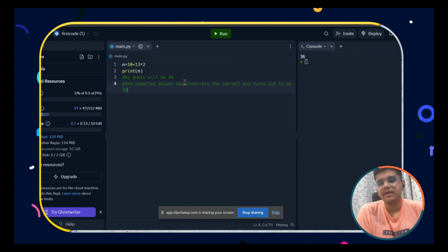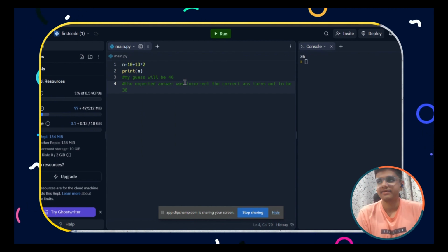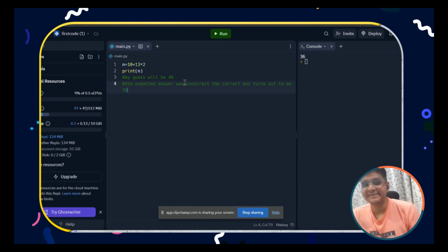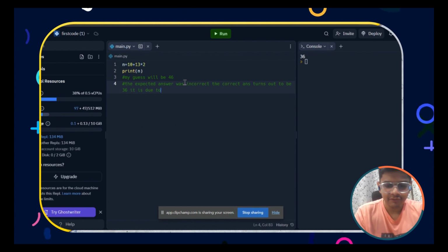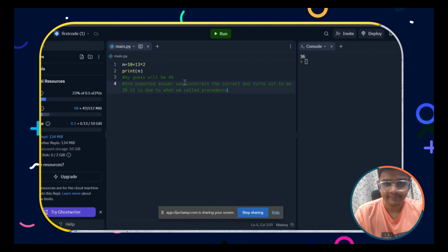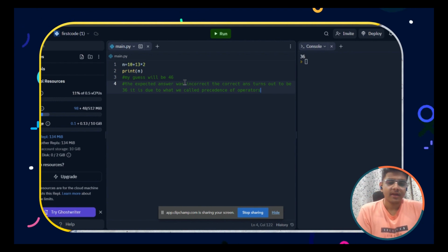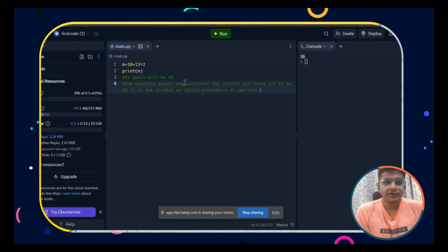Any guesses? Maybe you have learned about BODMAS in your mathematics, but here it doesn't work like BODMAS always. It does work, but it doesn't work always. So here it works like something we call precedence of operators. Yes, it is due to precedence. This is what we call precedence of operators. Here multiplication precedence is more than addition. I will teach you all the precedence in the next video, not just the next video.